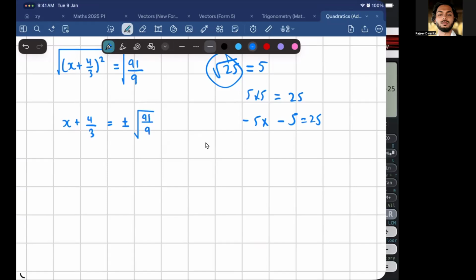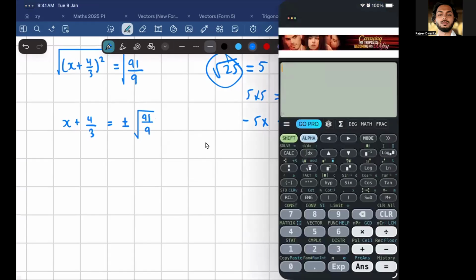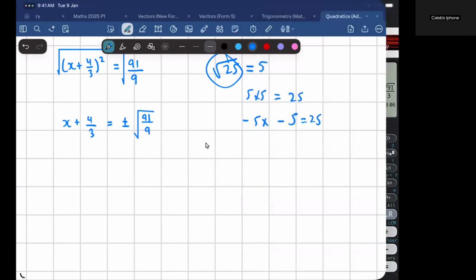So square root of 91 over 9. If you have a Casio, the Casio will give you the third in the simplest form. But I don't think we could break down that much. Yeah, we really can't. That's just going to be square root of 91 over 3. Yes. Now, guys, we are doing hard maths, so we're not going to use decimals. We're going to leave it in the third form, right?